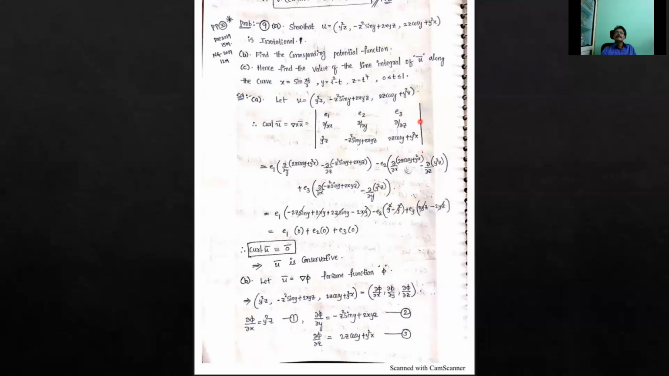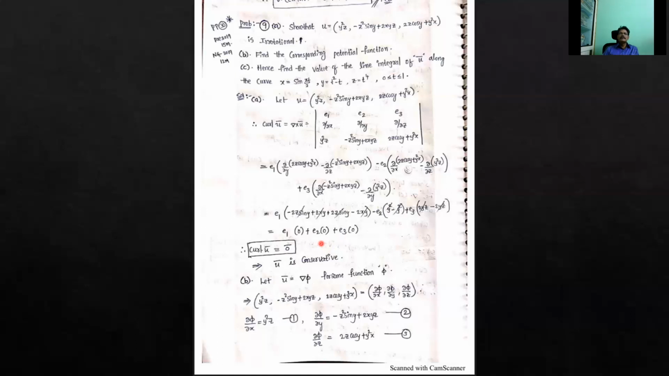What is e3? ∂/∂x of (−z² sin y + 2xyz) minus ∂/∂y of y²z. You know that −z² sin y is 0 with respect to x. For 2xyz with respect to x it is 2yz, and for y²z with respect to y it is 2yz, so minus 2yz. Finally, we are getting u1 = 0, u2 = 0, u3 = 0. Curl u bar equals 0, therefore u bar is conservative.